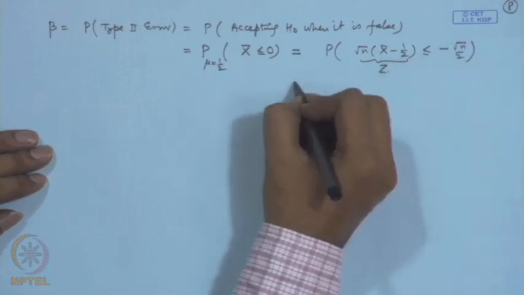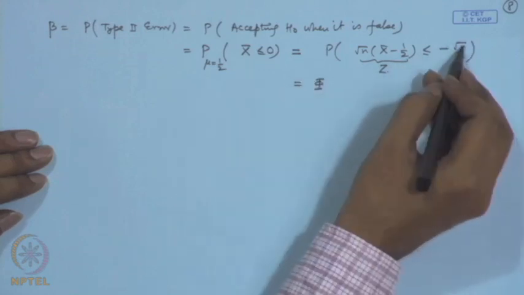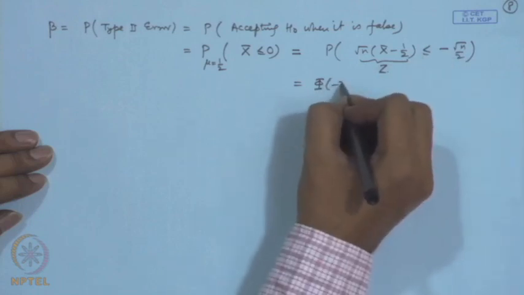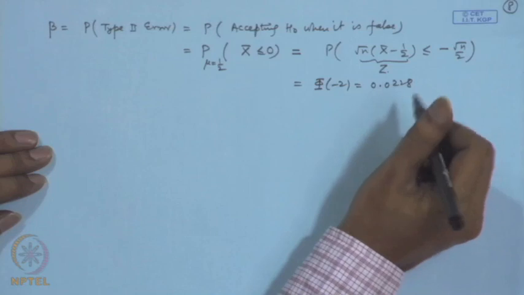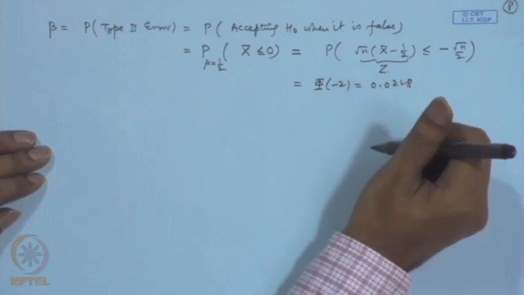Since n is equal to 16, this is becoming 2. So, phi of minus 2, that is 0.0228. So, in this case alpha and beta are the same.